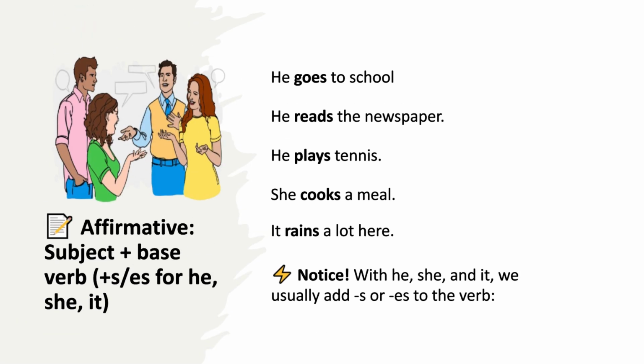Here is the basic structure of affirmative sentences. Subject plus base verb plus s, es for he, she, it. Moving on to the examples. He goes to school. He reads the newspaper. He plays tennis. She cooks a meal. It rains a lot here. Notice, with he, she, and it, we usually add s or es to the verb.